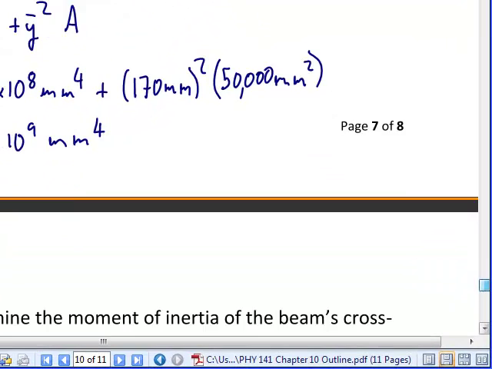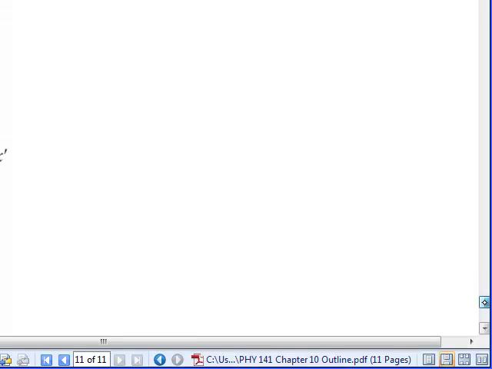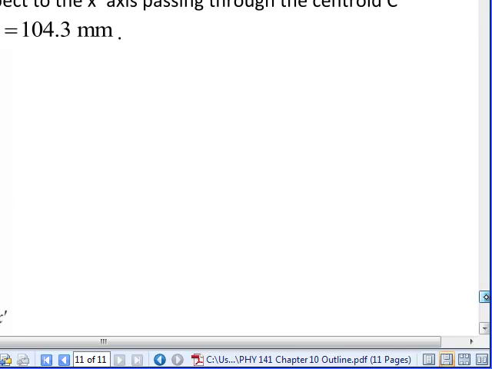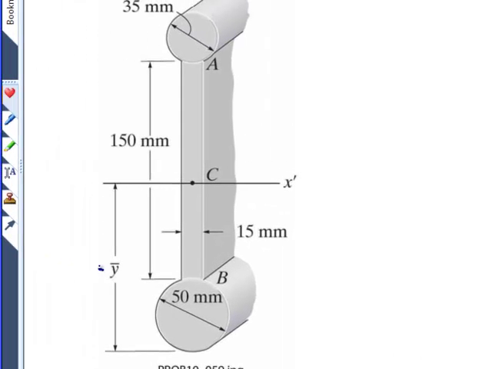All right, I only have one example problem left, and that's this odd shaped, kind of like an I-beam, except instead of the tops being rectangles, they're circles, the top and bottom, and they're not the same size in this case. So we want to determine the moment of inertia of the beam's cross-sectional area with respect to the x prime axis passing through the centroid of the cross-section. And we're lucky in this case because we don't have to find y prime, it's given in the problem. Y prime is given as 104.3. And that's going to be millimeters again.